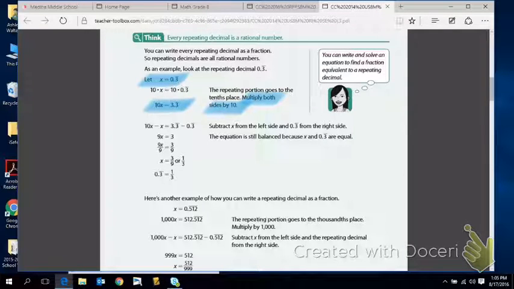You then would subtract your original value because that has all of the repeating pattern and only the repeating pattern behind the decimal. You subtract your original amount from the new amount that you found. 10x minus x equals 9x. And 3.3 repeating minus the 0.3 repeating leaves you with 3. Now you can solve the equation that remains.